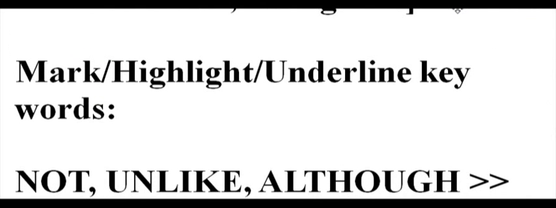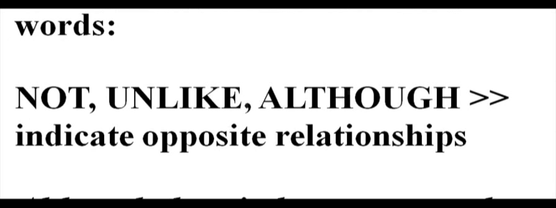What's another important thing here? You should always mark or highlight or underline keywords, because ultimately this comes down to figuring out relationships. And marking and highlighting and underlining keywords is going to save you a lot of time when you try to determine these relationships. The following words indicate relationships: not, unlike, and although. The relationships that these words indicate are opposite relationships. So remember, if you have the words not, unlike, and although in a question, that indicates an opposite relationship between the parts of the question.